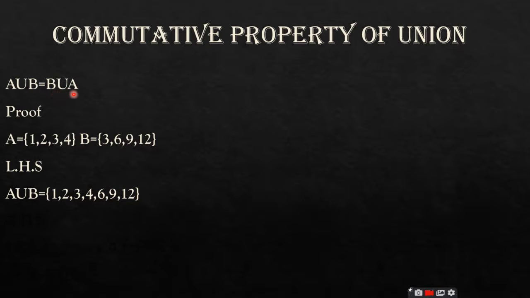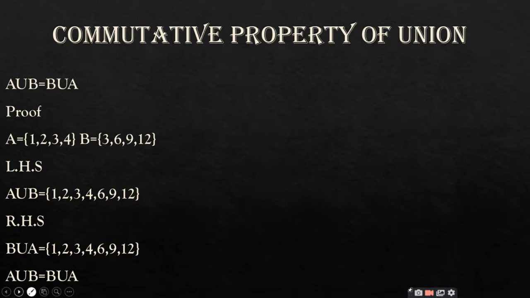Now let's find the right hand side, which is B union A. In B union A, we just have to find the union of B and A, and in union set we write the elements in a sequence from both sets, and if an element is repeating, we write it only one time. So I have written all the elements in a sequence: 1, 2, 3, 4, 6, 9, 12. And you can see that A union B is equals to B union A. Hence, it is proved that A union B is equals to B union A.